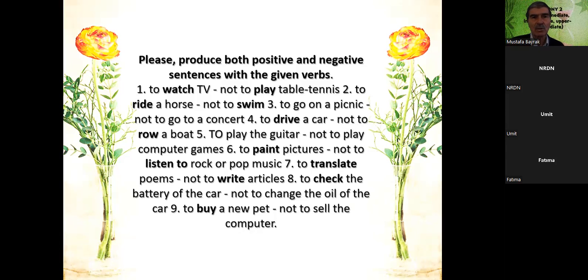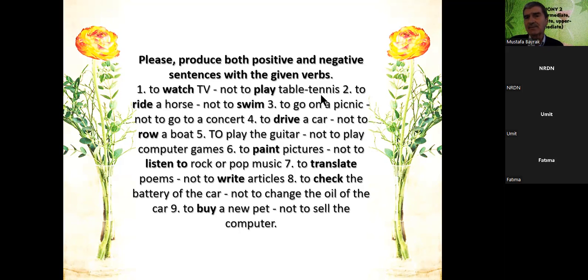So, for example, please produce both positive and negative sentences with the given verbs. You can do it now. It's so easy. For example, to watch. Of course, this is the infinitive form. Negative, not to play table tennis, for example. What are you going to do? I am going to watch TV. I am not going to play table tennis.